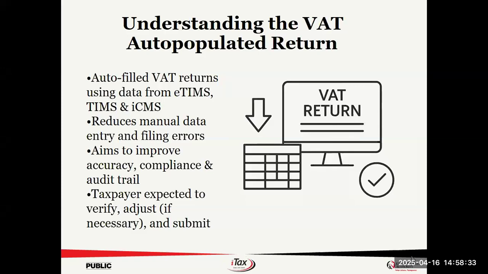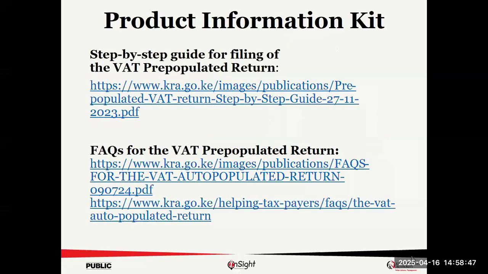So any adjustments that need to be done for sales, you can only adjust up, you cannot adjust down. And for purchases, you can adjust down, but you cannot adjust up. So that is important to note. The product information kit for the auto-populated return, which was the request I had made earlier to my colleague Mindy. We have already done the step-by-step guide for filing of the VAT pre-populated return and the FAQ.